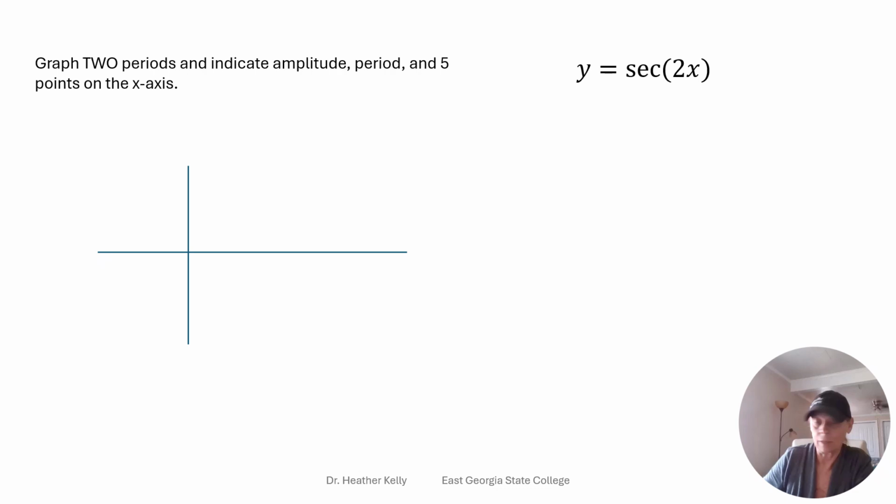Now, let's talk about this one real quick and finish this guy up. We have an amplitude of 1. Our period is equal to 2 pi divided by 2. So our period is pi. So we're going to need a total of 2 pi. Let's go ahead and start drawing it up. So secant is 1 over cosine.